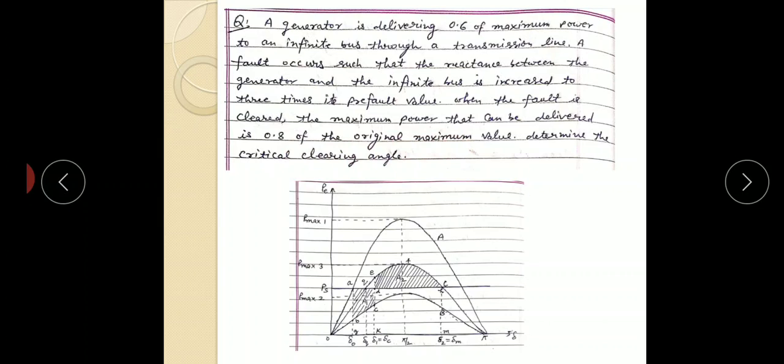But before applying the formula, we have to calculate the values of delta naught and delta m. So draw the power angle curve. Draw this diagram, figure number 3. This is the power angle curve: curve A, curve B and curve C. Curve A is the pre-fault curve, curve B the fault duration curve, and curve C the post-fault curve. The area A, B, C, D is A1, and D, E, F, H is the area A2.